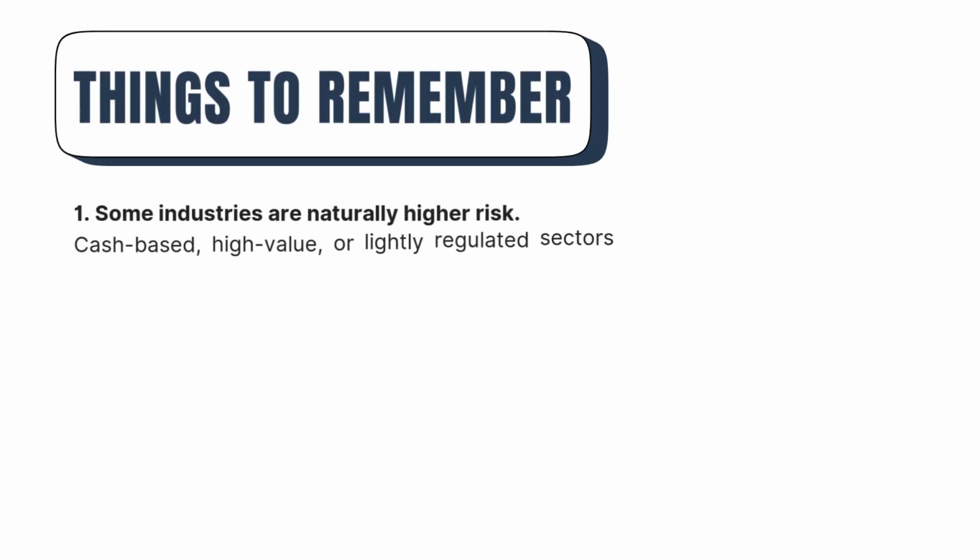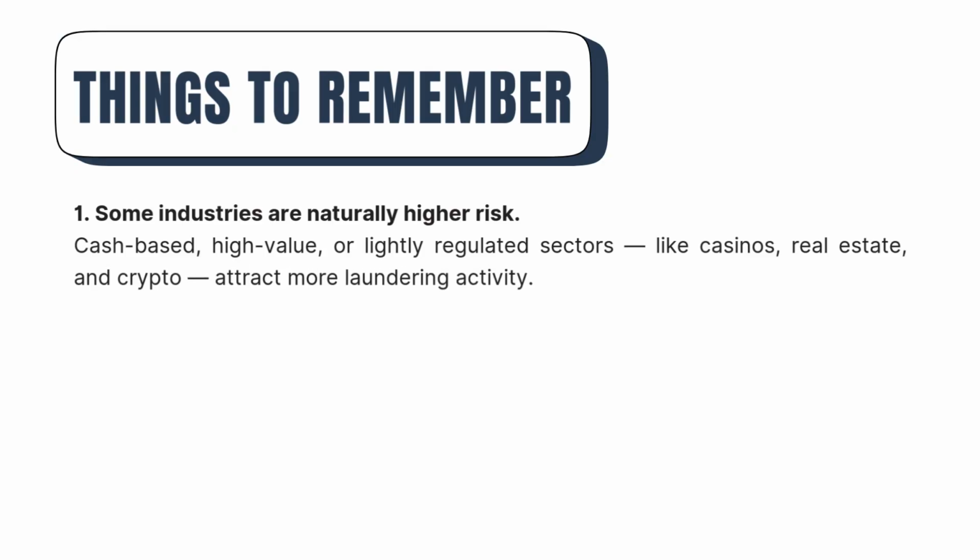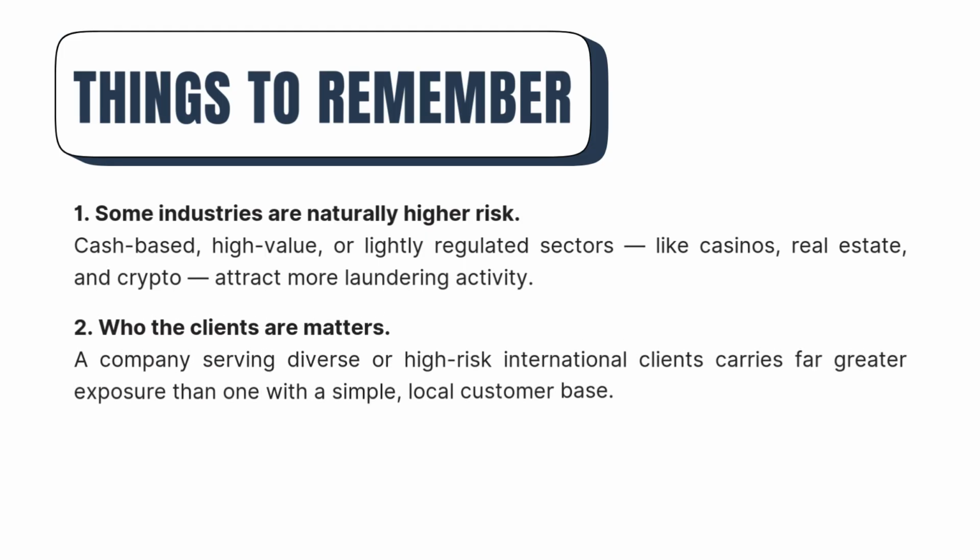3 things to remember. Some industries are naturally higher risk. Cash-based, high-value, or lightly regulated sectors, like casinos, real estate, and crypto, attract more laundering activity. These industries demand stronger due diligence and closer monitoring to prevent misuse. Who the clients are matters. A company serving diverse or high-risk international clients carries far greater exposure than one with a simple local customer base. Always check whether the client mix aligns with the business model and its declared risk appetite.